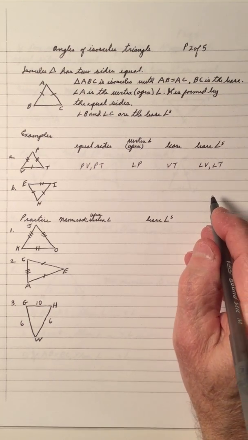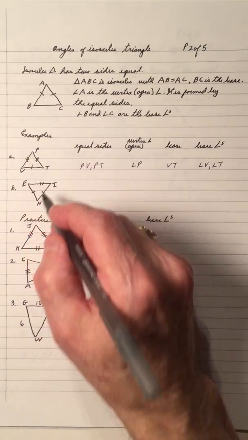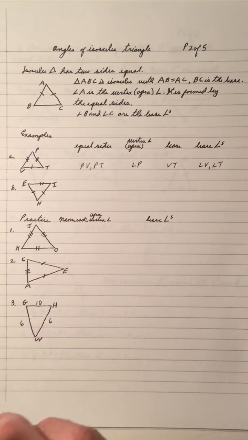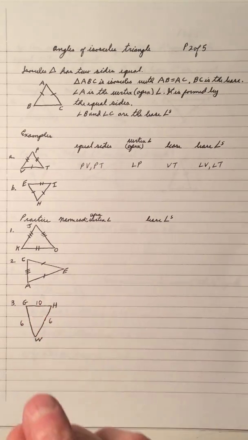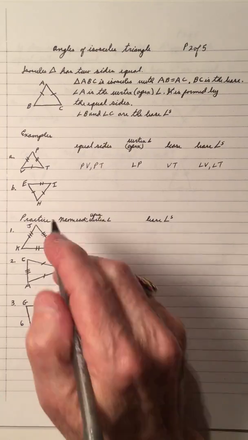So the base angles are opposite the equal sides. Two equal sides, then the side that's not equal is the base, so therefore the base angles are on those two sides.